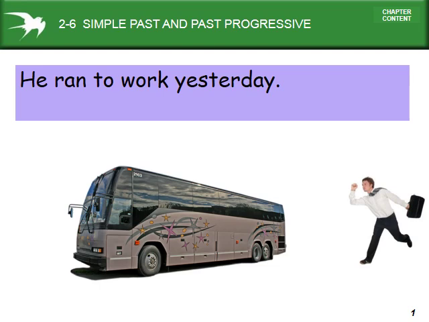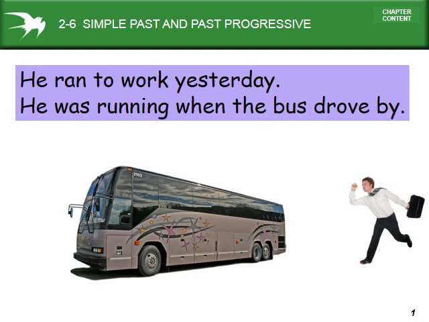So this table here is talking about the simple past and the past progressive. And the first question that I ask you is, what's the difference between the two of them? Well, just like when we said the simple past and the simple present and the present progressive, one thing we said was different about them was the way that they looked. So in this case, we say he ran to work yesterday. Ran is the simple past, and it's just one word. But in the second one, we say he was running when the bus drove by. Was running is the past progressive, and it's two words.